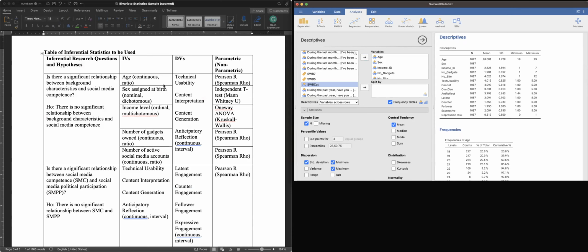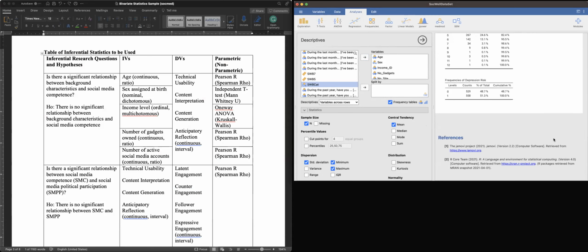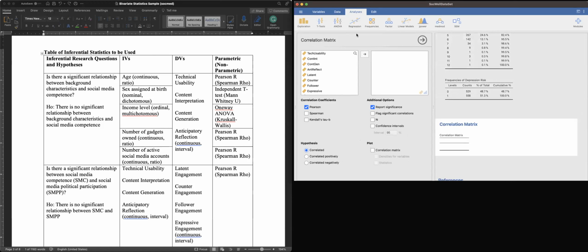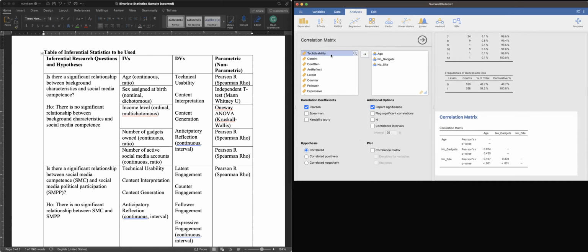Okay. So let's do first age and technical usability. Or usually what we do is we put together all of the Pearson R, or the Spearman-Rho together in one test so that we don't have to duplicate our efforts. So in this case, we're going to correlate age, number of gadgets, number of active social media accounts with these 4. Okay, so let's do that. So we go to regression and we choose correlation matrix, and then we include the variables that we want. So we place here first age, and then we place here number of gadgets and the number of sites. And then we include the 4.